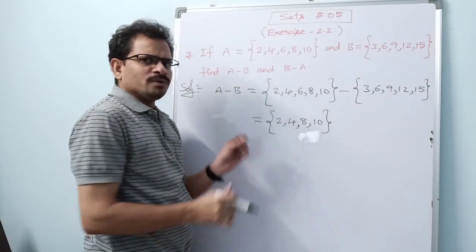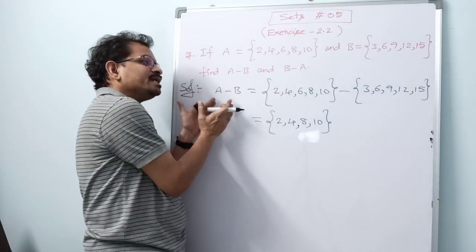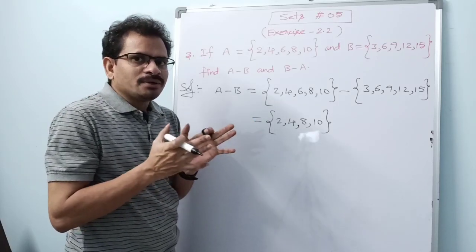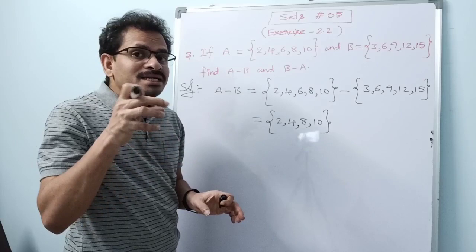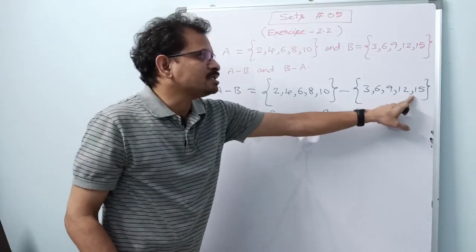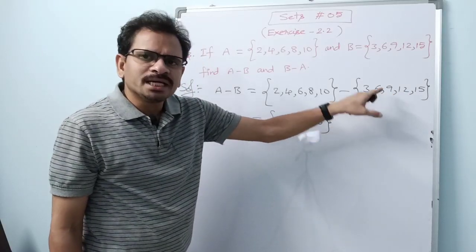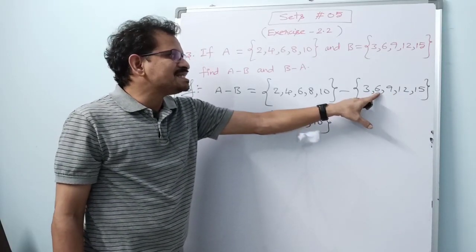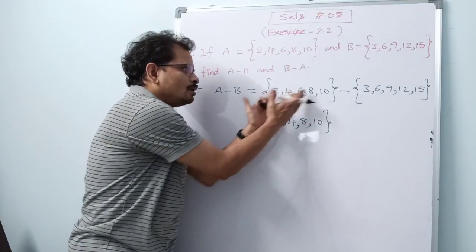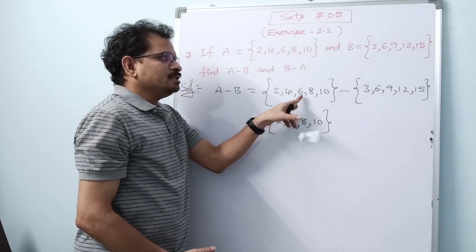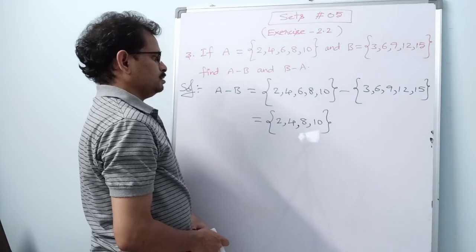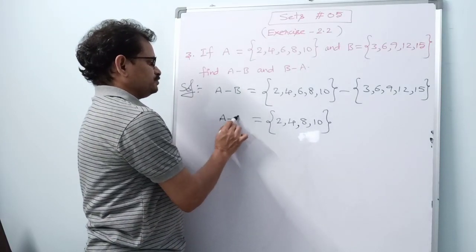So keep in mind, you are subtracting B from A means you have to subtract the elements of B which are present in A. So here in this case, which element of B is present in A? Only 6 is present in A. Only you can remove that element. We wrote all the elements here, and from these you can remove only 6. So we are getting this one. So this is A minus B.